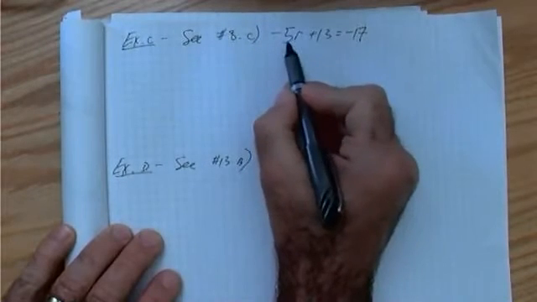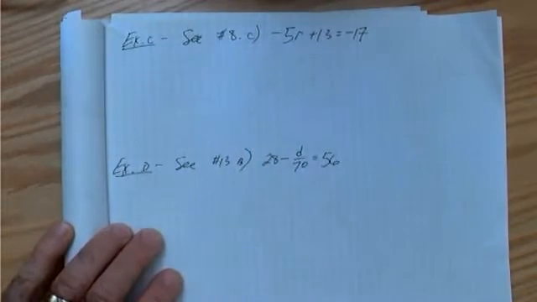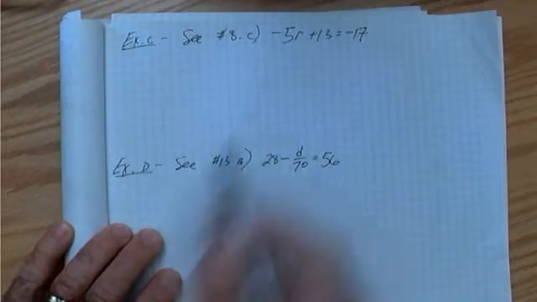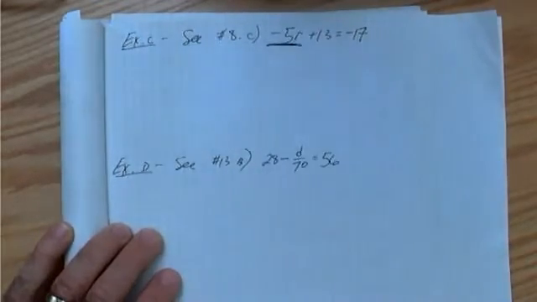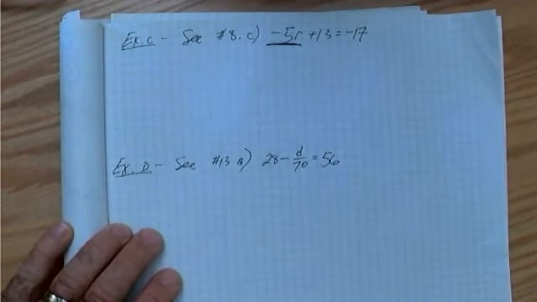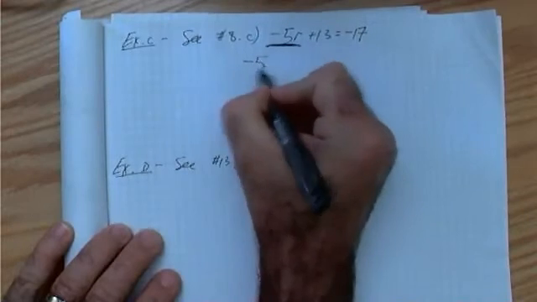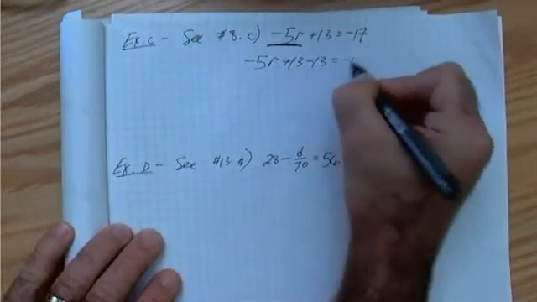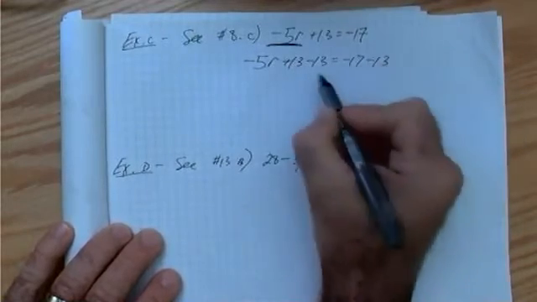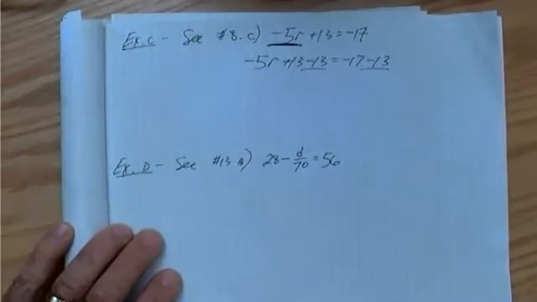Here we've got -5r plus 13 equals -17. I picked this one for you for a couple of reasons. One is because of the negative in here, but now we got to flip back, and we're going to use the reverse order of operations again. We are going to deal with the adding 13 part first. So we need to subtract 13 from both sides.